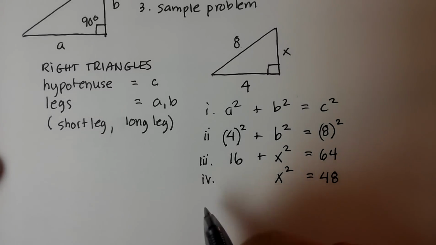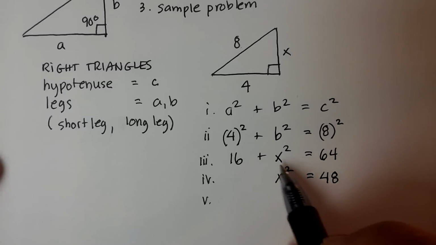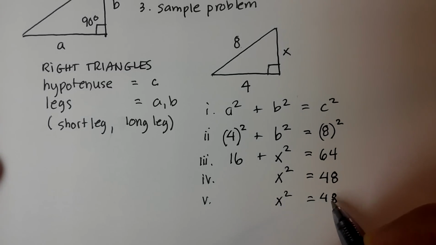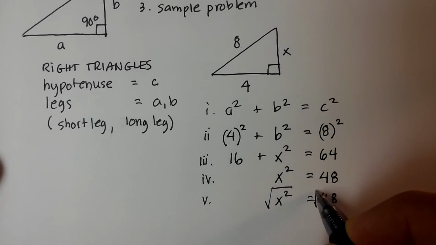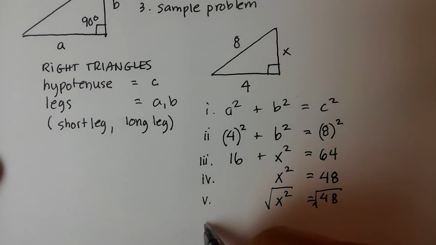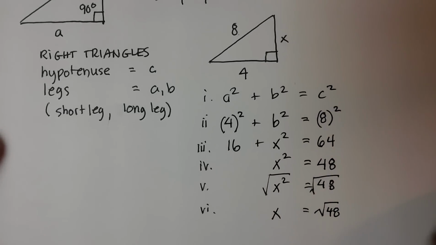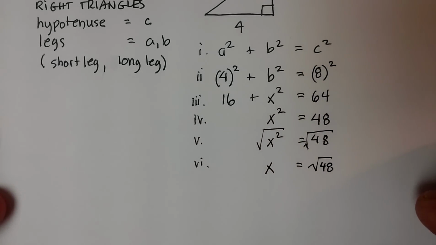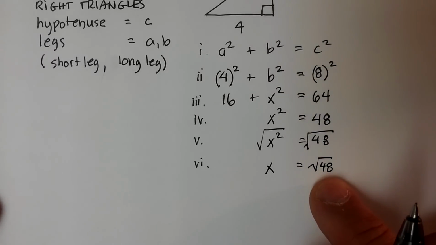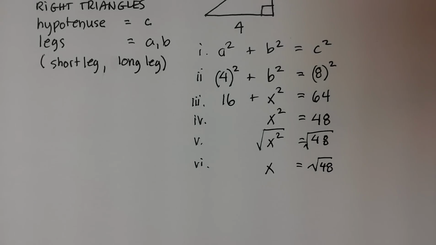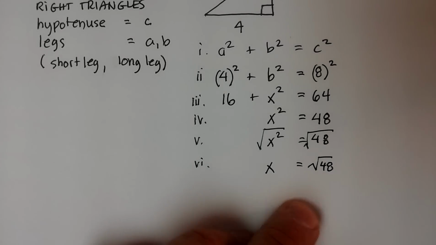Okay? And then here, you want to take the square root of both sides. And you're going to get x is equal to the square root of 48. Now, depending on your teacher, they will ask you to leave this answer as a radical in the simplest radical form, or you can just use your calculator and say, what is the square root of 48? Now, let me show you how to do this both ways.